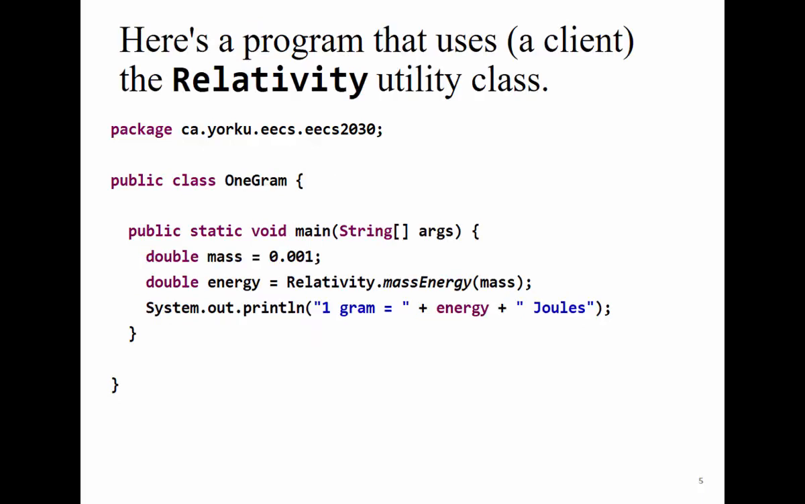As you can see here, we are using the Relativity class inside the main as a test. We create mass with 0.01, and we send it using Relativity.massEnergy. This is the name of the method, and we use the name of the class to access this method. Why are we able to access this method using the name of the class? Because it's a static method. That's true. And we print out the energy.